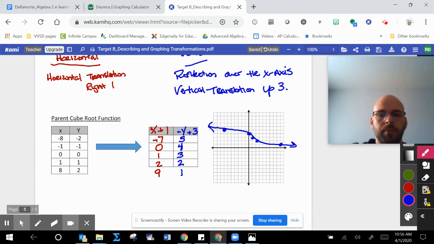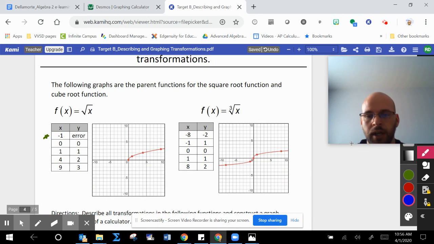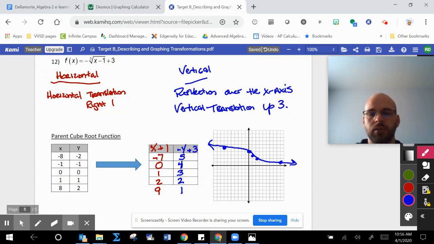All right. And if you compare that, so I'm going to scroll up here, but if you take a look at this image, and you scroll up to this parent function, right? So this is the original. You can see that it was shifted to the right 1 unit. It was flipped upside down, and it was shifted up 3 units.